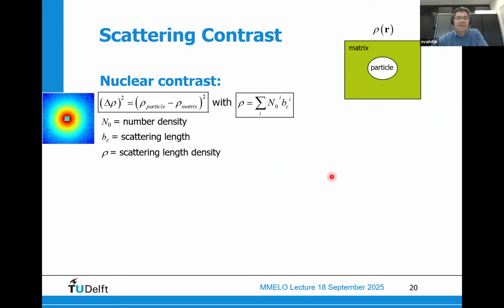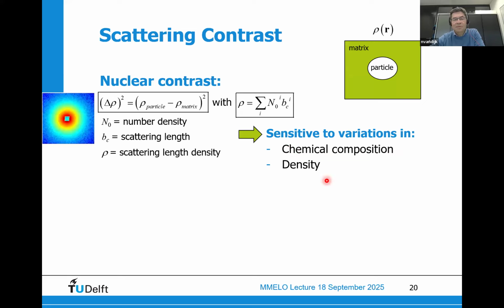So mathematically, what is it that you actually scatter from? That is the contrast in what is called the scattering length density. So this B is the coherent scattering length, something you can look up in tables, and N is the atomic density of these different elements. And so if there's a difference in chemical composition or in density, then this will be a source of scattering.